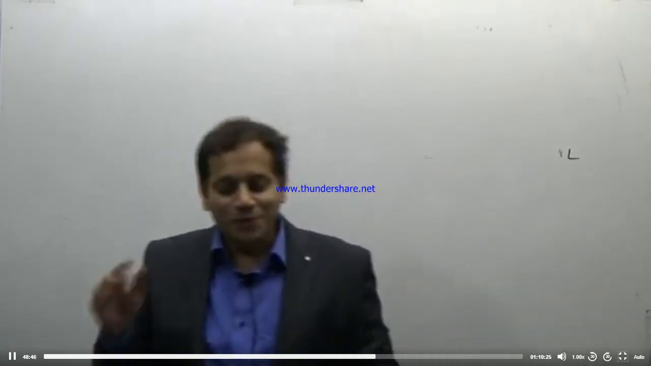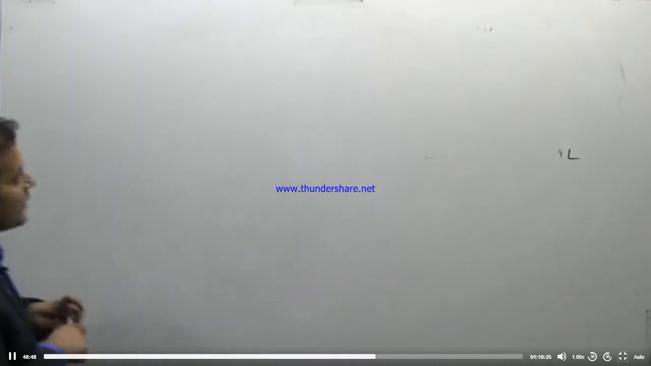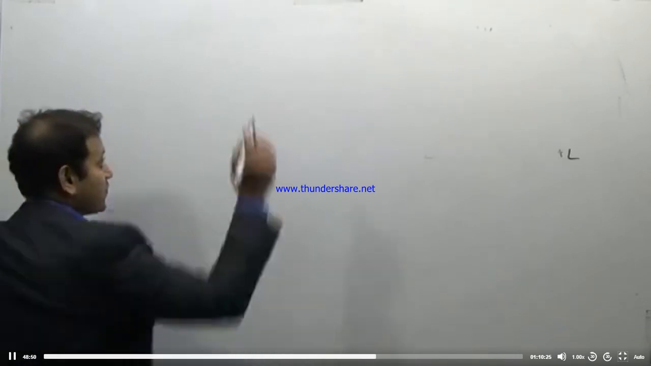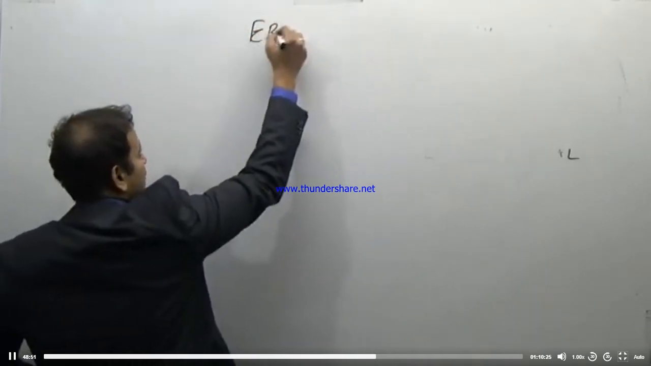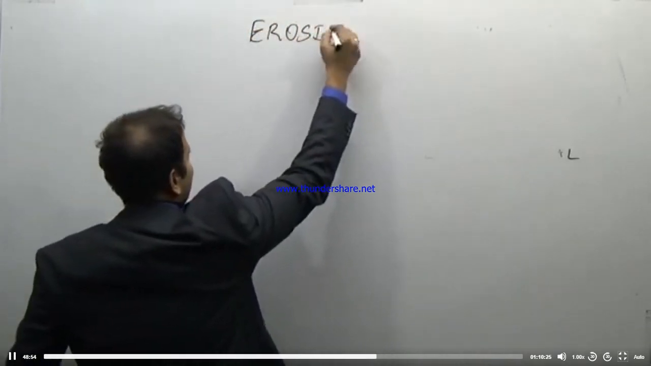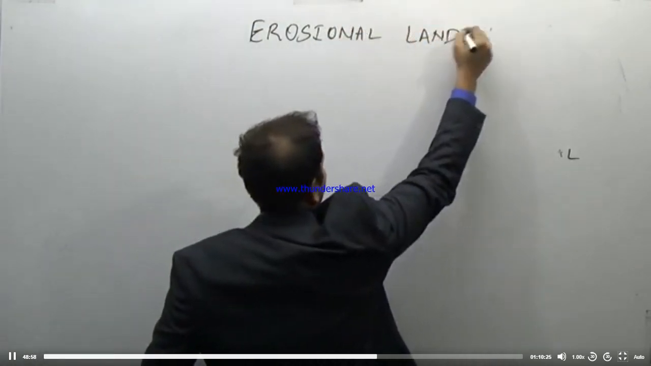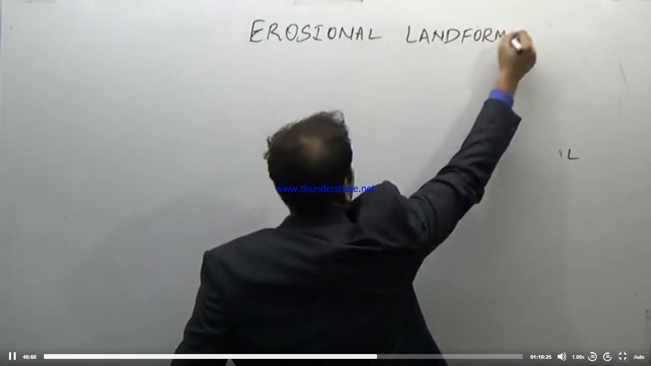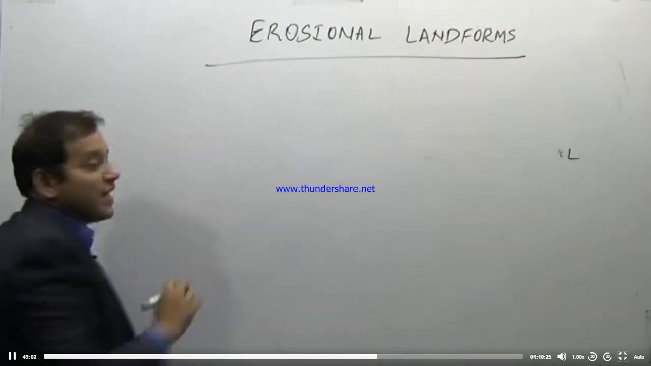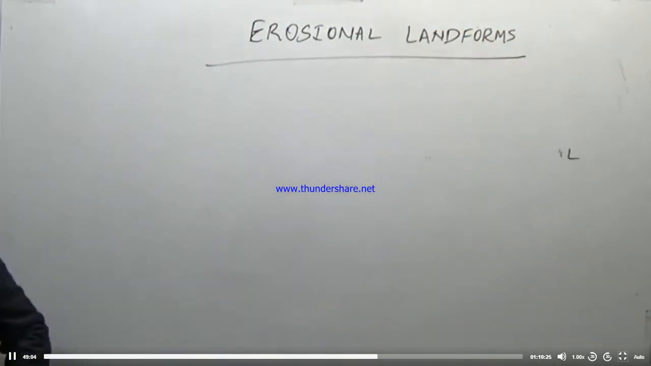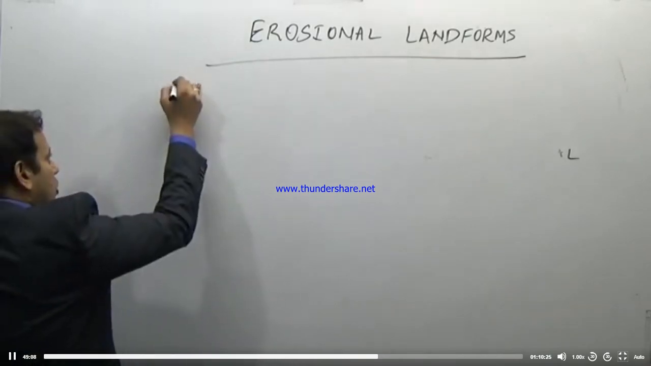Okay. So what are the different kinds of erosional landforms? The first kind of erosional landform, one of the best kinds of erosional landform, is the mushroom rock.